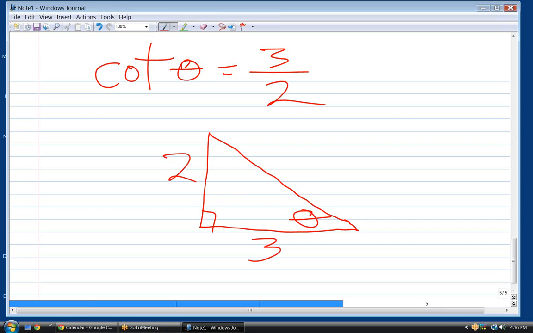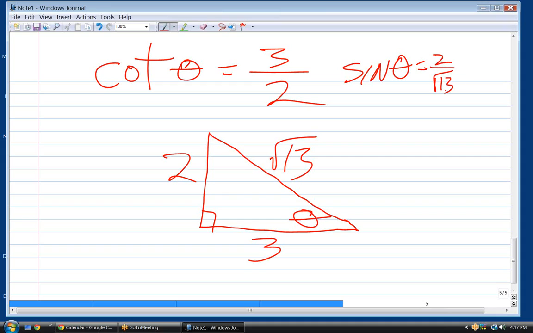Okay, now that we have 2 sides of that triangle, what's the third side? You could just do the Pythagorean theorem. So it'd be 2 squared. I got the square root of 13. Correct. Okay, so now we have all 3 sides of the triangle, and we can figure all 6 trig functions. Sine of theta is what? Okay. That's 2 over the square root of 13.